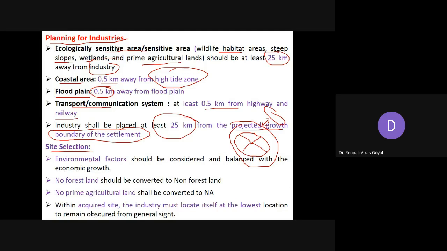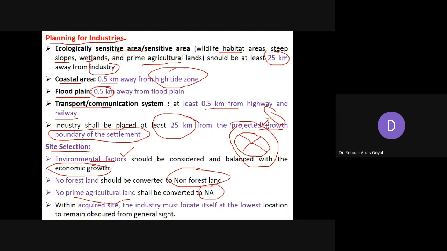Environmental factors are to be considered and balanced with the economic growth. So it should not harm the environment. Air pollution, land pollution, noise pollution, water pollution, all are possible whenever some industry is coming up. So all the environmental factors are to be considered. No forest land should be converted to non-forest land. Normally it is happening that forest land is converted to non-forest land and permission for industry is obtained. No prime agricultural land should be converted into non-agricultural land. So this should be the provision.